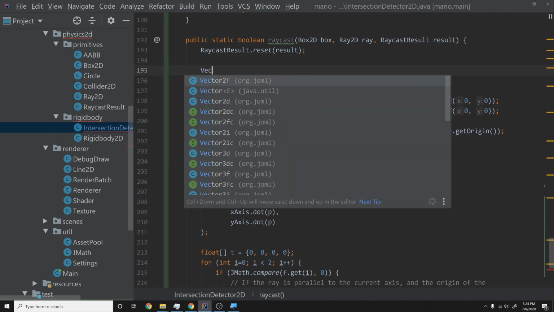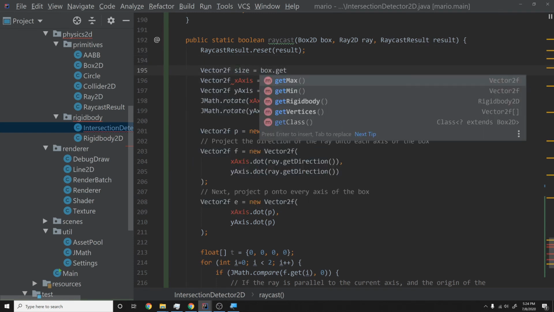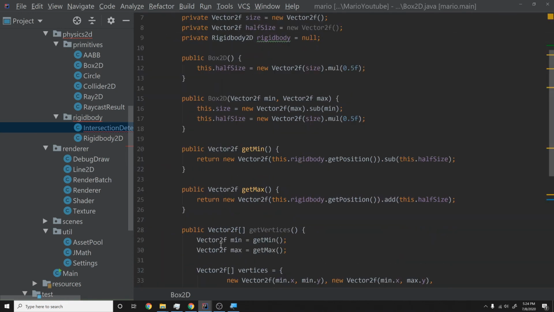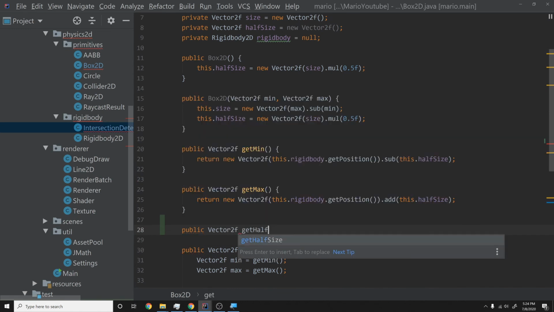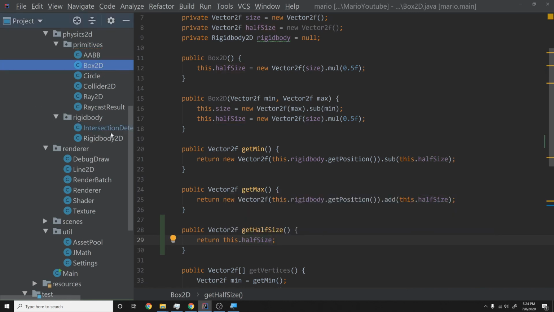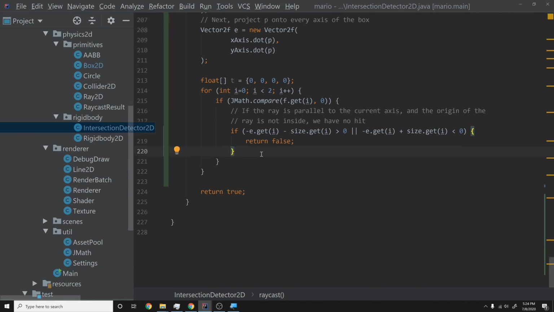And we'll say Vector2f size equals box.get size. And actually this is going to be half size. Let's go into our Box2D real quick and create that function just so that we can use it. We'll say public Vector2f get half size, return this dot half size. Okay, back into here. So now we have no errors, we're good.